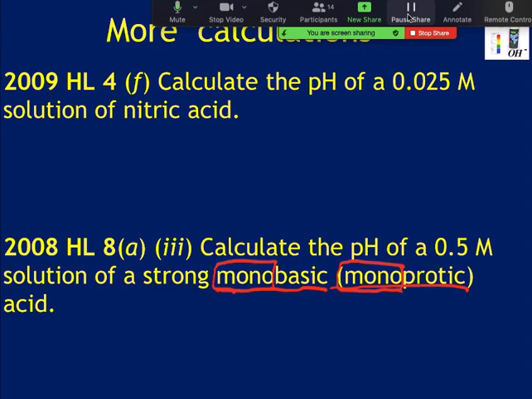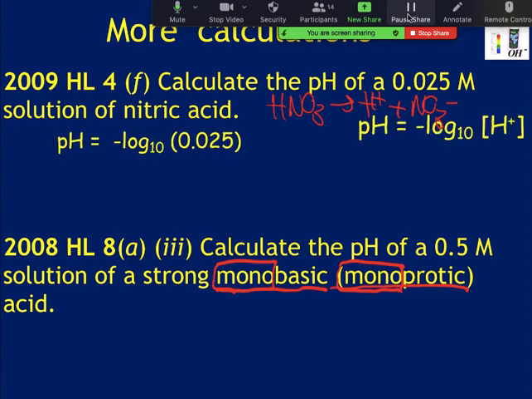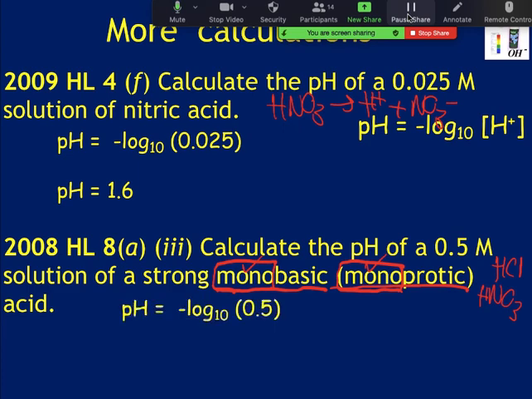Alrighty, so for my higher level students, nitric acid is monoprotic, so when it dissociates it's dissociating into H plus and NO3 minus, so it's a 1-to-1, so your concentration is going to be the 0.025. When you plug that in, it gives you 1.6. For down here, they haven't told you whether it's HCl or HNO3, but it is one single proton, so you're just inputting that, and it's going to give you 0.3. Are we happy with both of those?